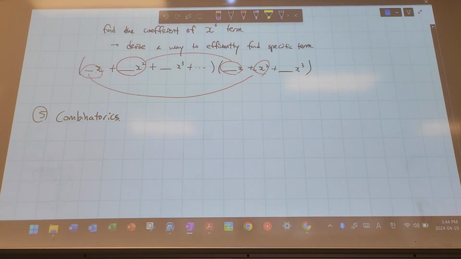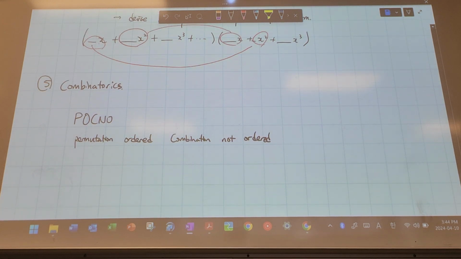Honestly, I could say it's one of my weak points. It's all over. So remember that we coined this mnemonic, what is that called? Abbreviation? POC. It stands for permutation, order. Combination, not order. That's our abbreviation. So permutation is order, and combination is not order.